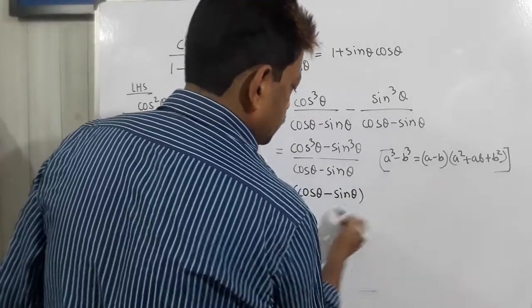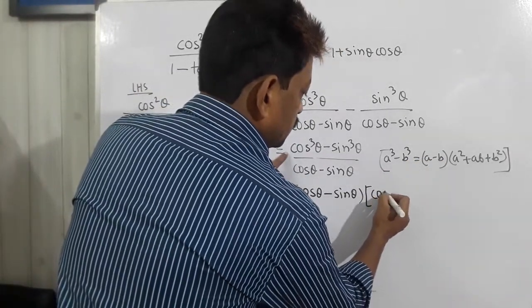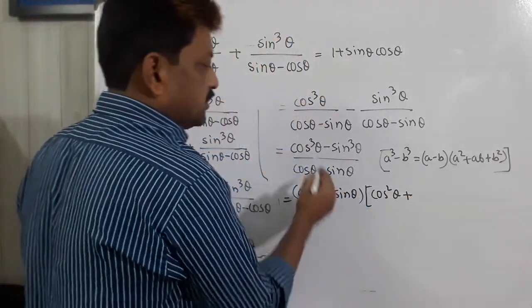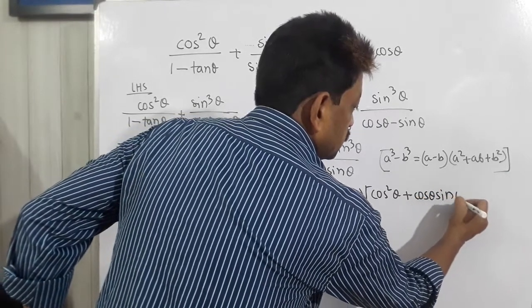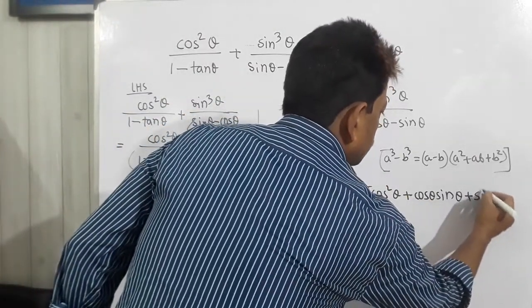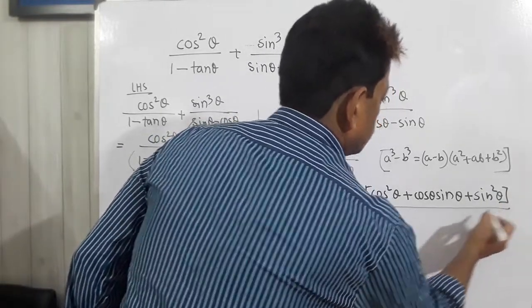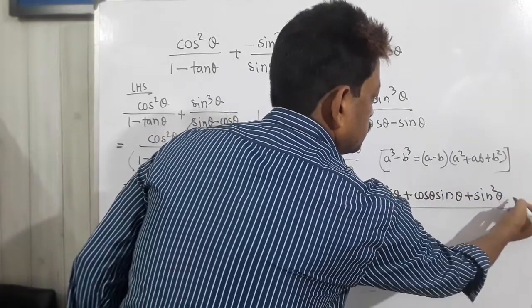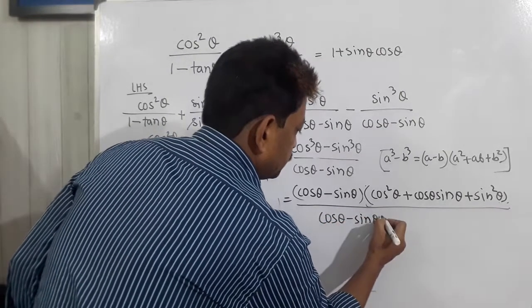This is the first part, a minus b. Then in the second part it is a square, which means cos square theta, plus ab. A means cos theta, b means sin theta, so ab means cos theta sin theta, plus b square, which is sin square theta. All upon cos theta minus sin theta.